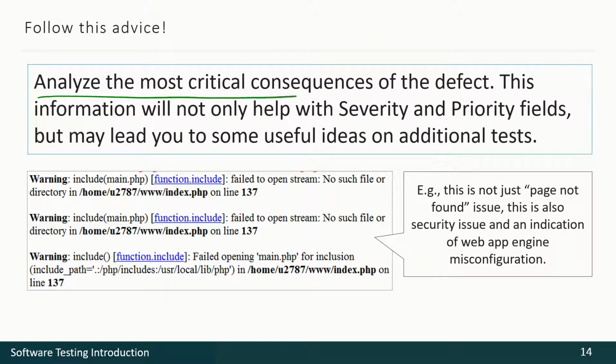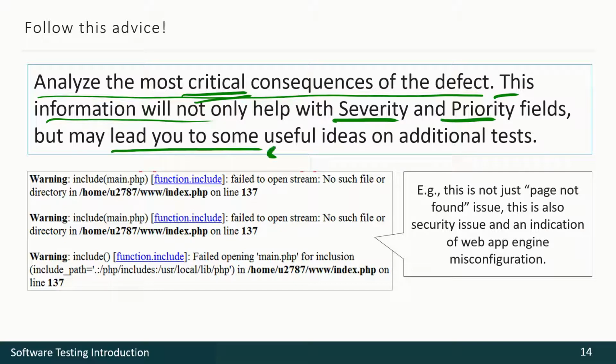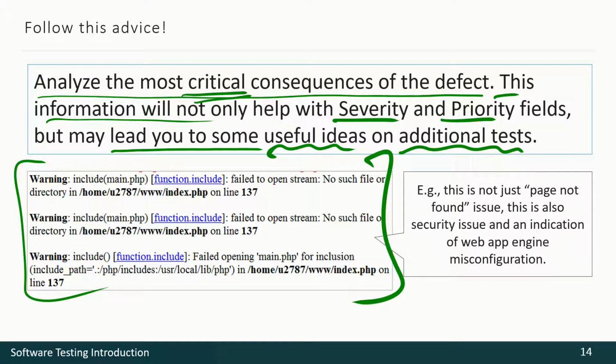Analyze the most critical consequences of the defect. Emphasize those critical consequences. This information will both help you with severity and priority fields and may lead you to some useful ideas on additional testing. If you see something bad, always think how severe it is. What's the worst case scenario of such defect? Once you imagine the worst case scenario and you have proofs, write down your defect report with proper severity and priority values.